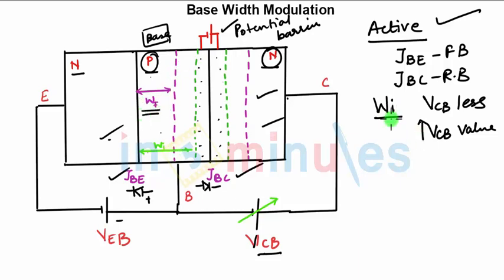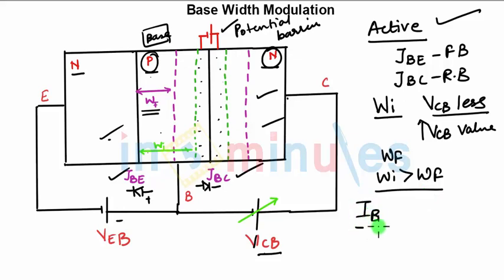This WI is the initial width of the base and WF is the final width of the base. When you look at the diagram, you can see the initial width is greater than the final width. So as you increase the reverse bias, the width of the base decreases. What will happen if the width of the base decreases? What is the effect of it on IB?